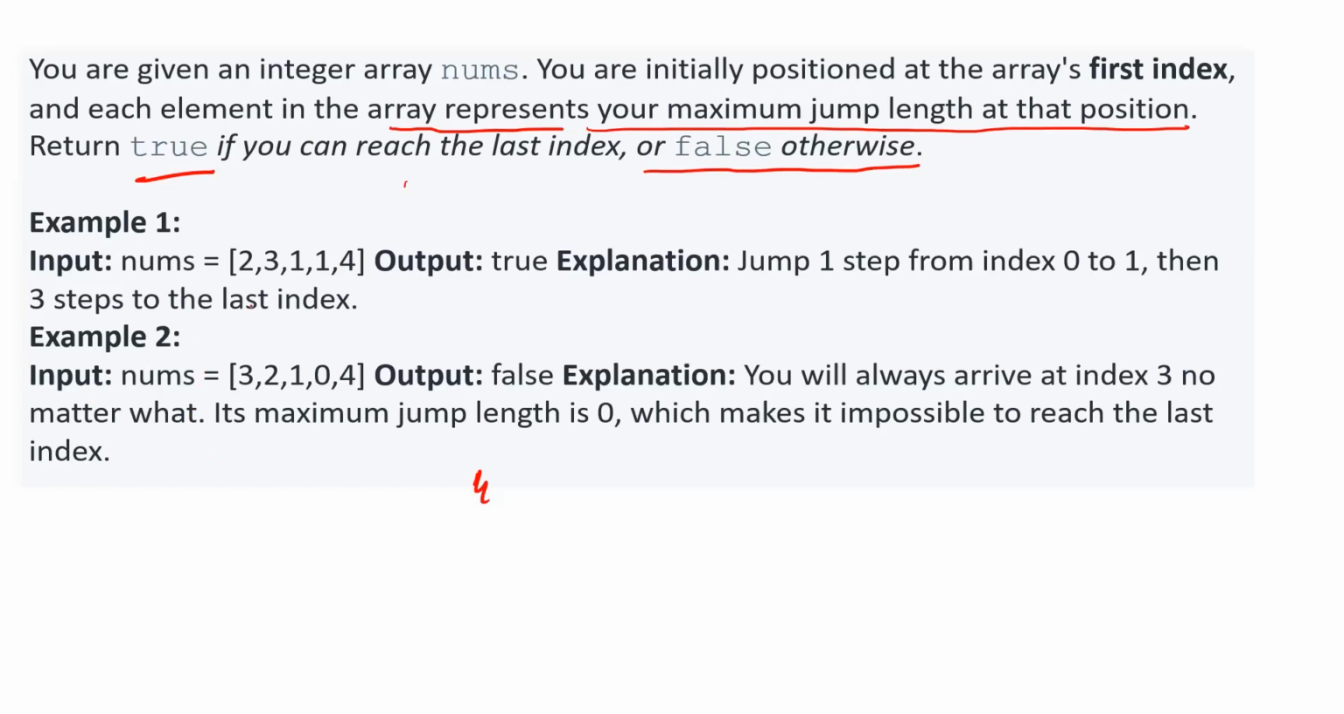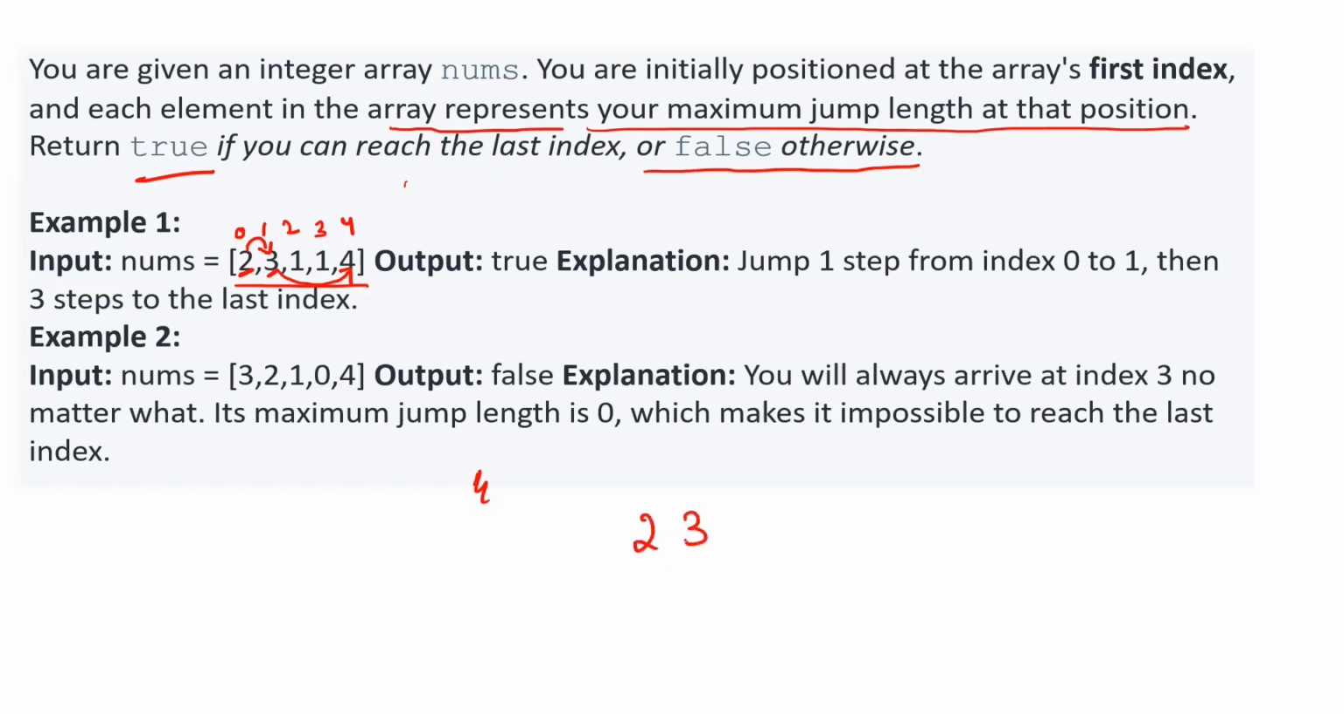For example, this is the example given to you. This is the 0th index, first index, second index, third index, fourth index. From this second index, if you make just one jump, from here to here, you will reach 3. And now from this 3, you can make 3 jumps, due to which you will reach the end of the array. Hence you can conclude that yes, you can reach the end of the array.